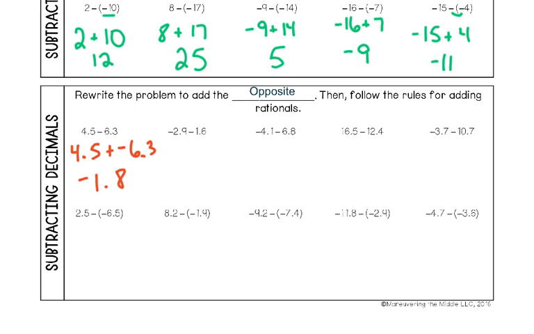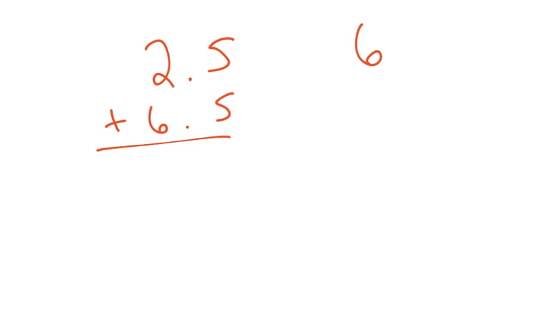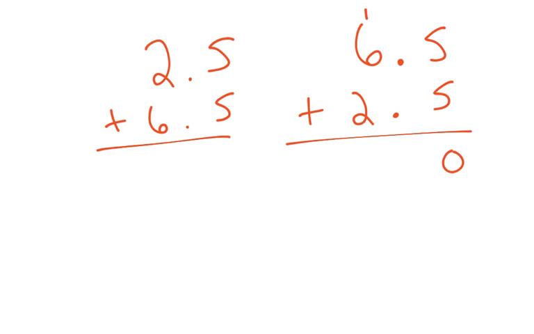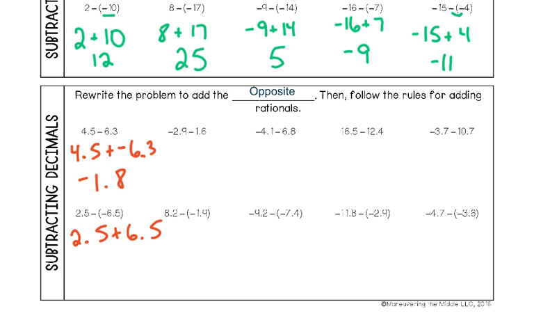But in case you forgot, we're just going to follow our rules. It says rewrite the problem to add the opposite. So we're going to rewrite this, keep the first number, and add the opposite. The opposite of negative 6.5 is positive 6.5. We'll line up our decimals and add like normal now that we have two positive numbers being added together. You could write it like this vertically, or you could write 6.5 plus 2.5. They're the same thing. Either way will get you the same answer. 5 plus 5 is 10, and then 6 plus 1 is 7, plus 2 is 9. So you have 9.0, or just regular 9. So the answer to this problem is 9.